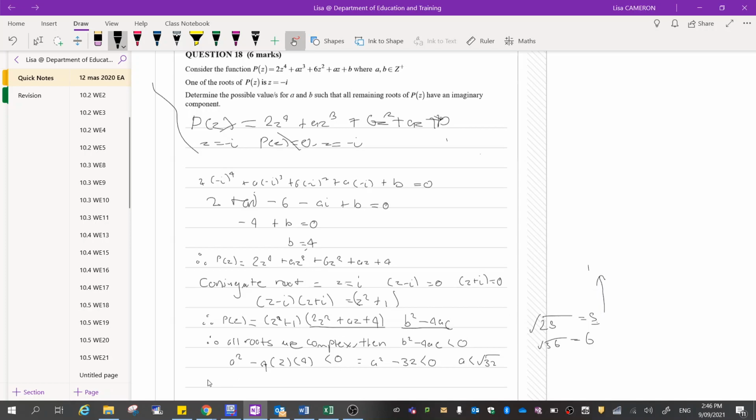So, therefore, values, as previously stated, a is equal to 1, 2, 3, 4, 5. And as we previously stated, all the way back, b is equal to 4.